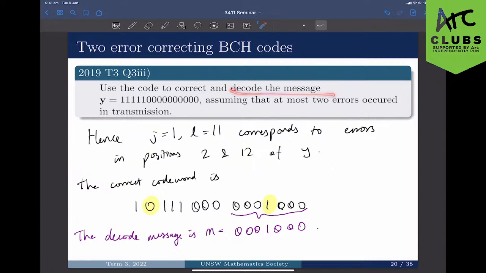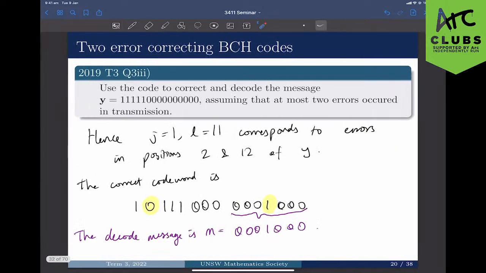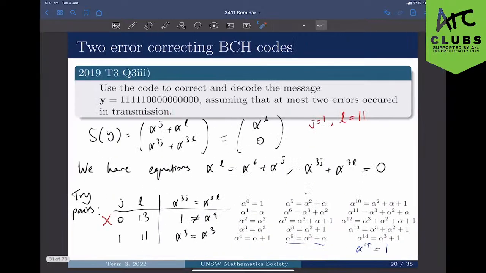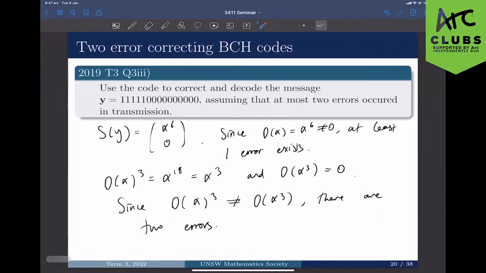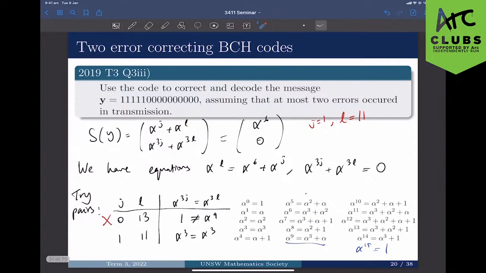And now they want us to decode it, which is simply to look at the last k bits of the code word. So this is the decoded message M. That brings us to the end of BCH codes. For the exam, just make sure you're pretty good at the decoding, encoding and error correction of the two-error correcting case. That would be my recommendation.